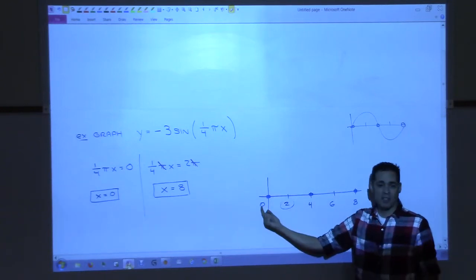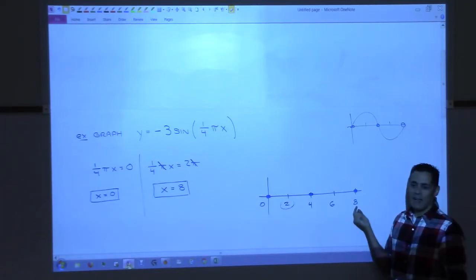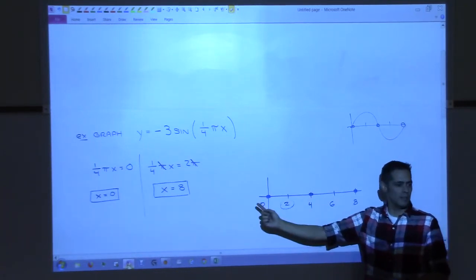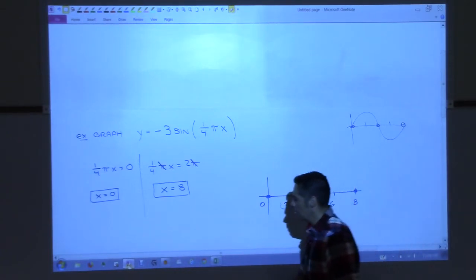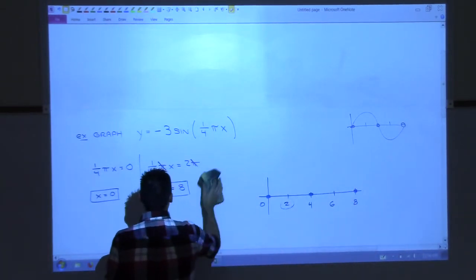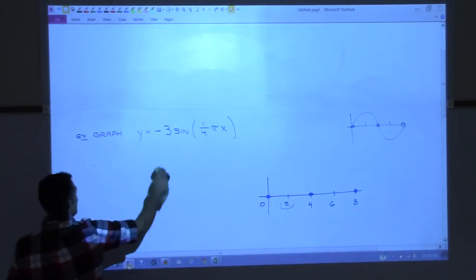Just be careful. Don't pick 0, because if you pick 0, what's going to come out? 0. If I pick 4, I'm going to get 0 out. If I pick 8, I'm going to get 0 out, because those are x-intercepts, aren't they? So I'm interested in what's happening at 2 and 6. So I'm going to plug 2 in. Where am I plugging in? In for x, into that, right?